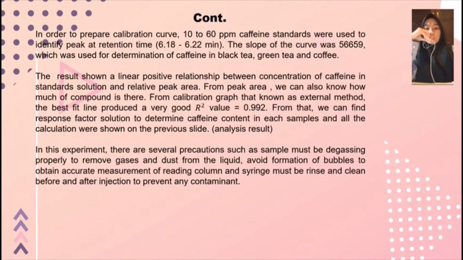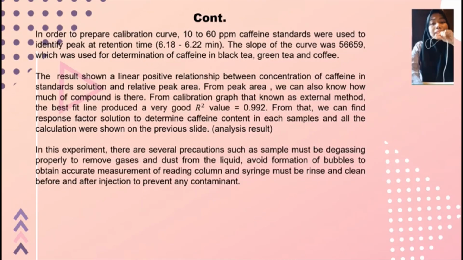Using the response factor formula, which is the peak area of caffeine divided by the concentration of caffeine. Then for the concentration of each sample, just calculate the average peak area given for each sample divided by the response factor value. So by doing this calculation, we got the exact concentration as shown in the table.